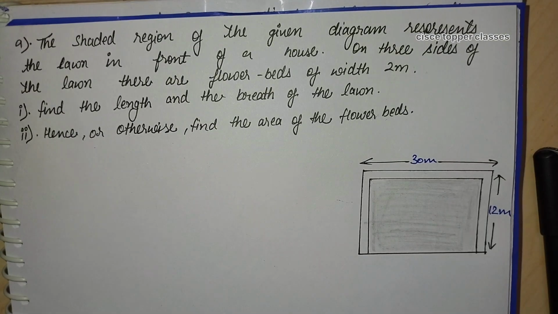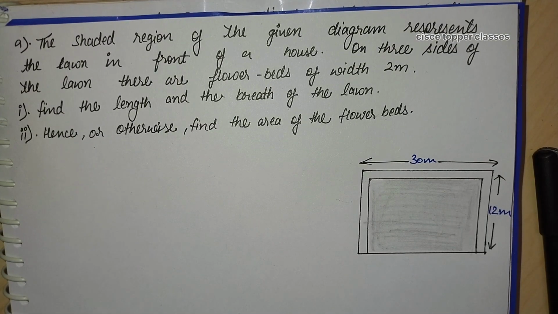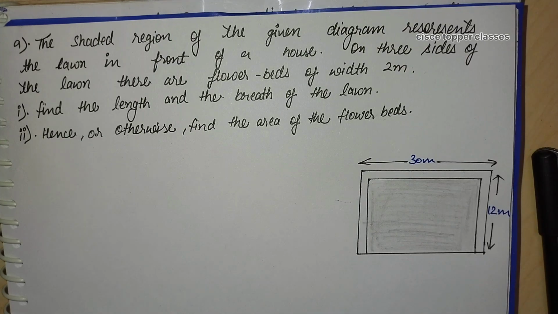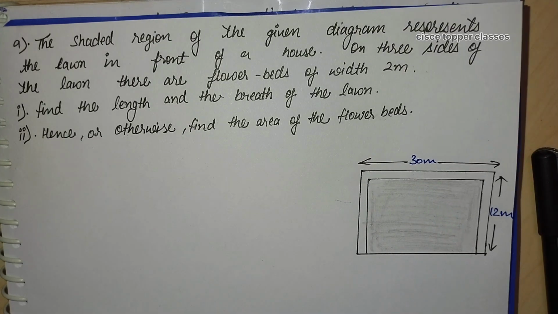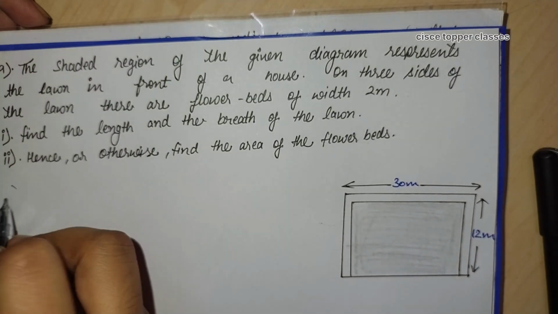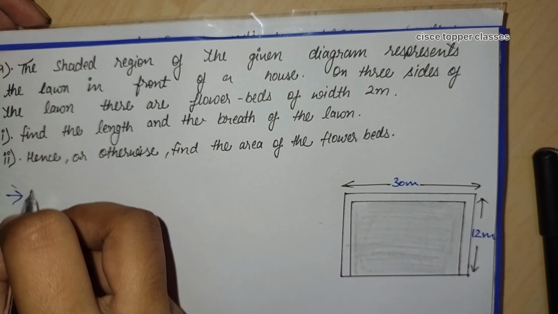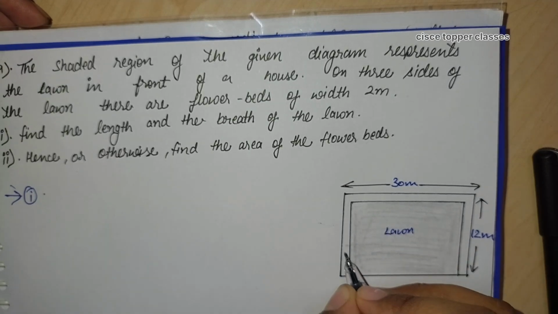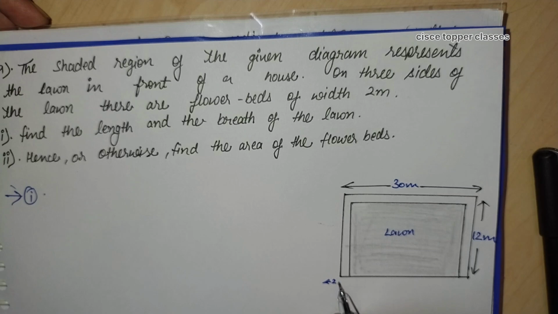Let us solve here ninth question. The shaded region of the given diagram represents the lawn in front of a house. On three sides of the lawn there are flower beds of width 2 meters. We have to find the length and the breadth of the lawn. So here we can see that the first part is, this is the lawn here. So here the width of this flower bed is 2 meters.